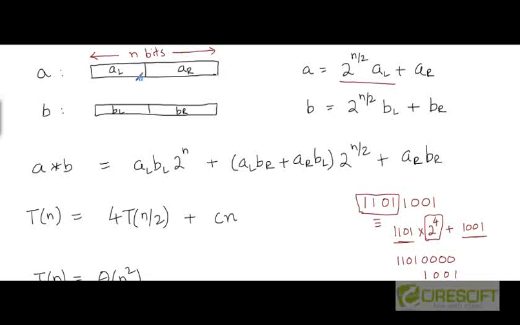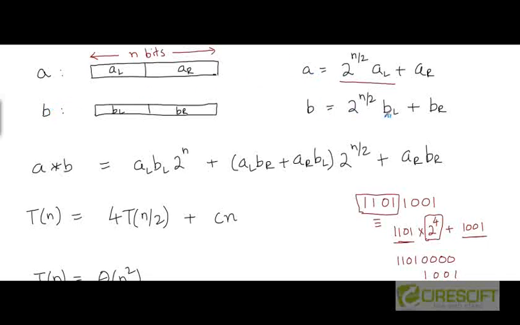So instead of thinking that there are two numbers given to you, think of there being 4 numbers. The first number is the number corresponding to a sub l. The second number is the number corresponding to a sub r. The third number is the number corresponding to b sub l. The fourth number is the number corresponding to b sub r. Now, using these 4 numbers, you can calculate how to generate the product a times b.